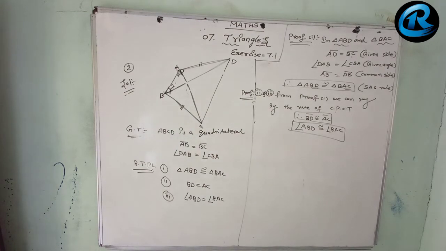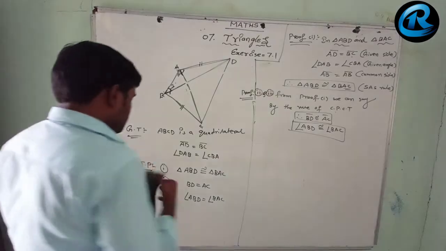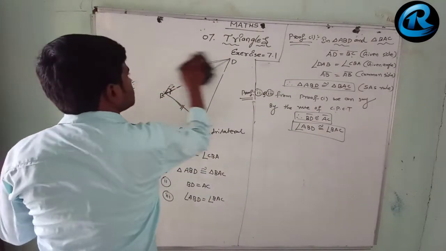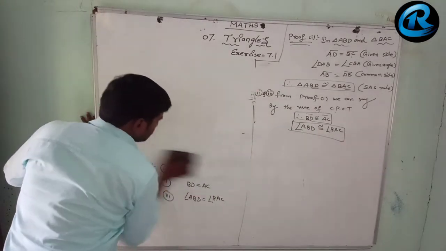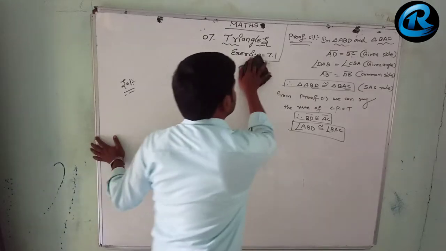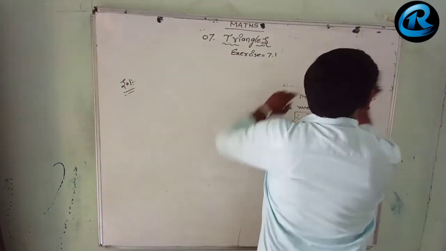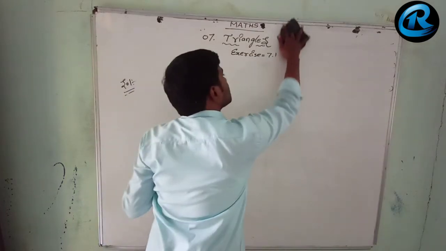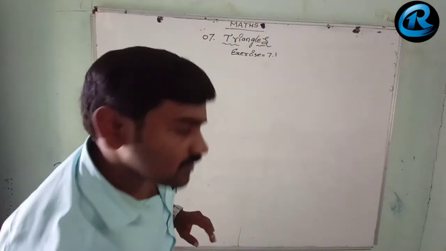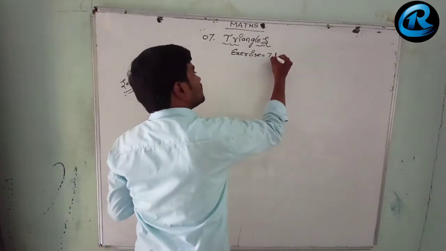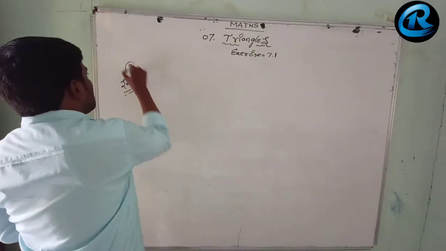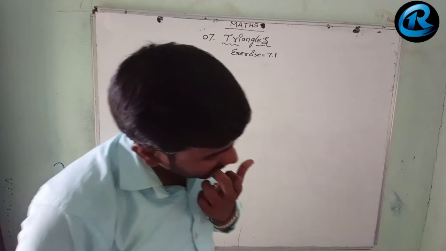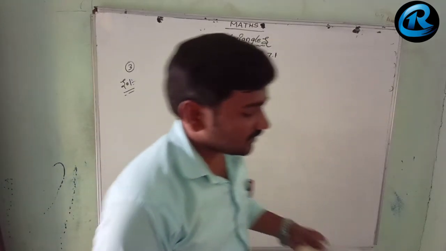Now we go for the third question. See the third question figure, just 3 steps. In the 3 steps we can say whether the two triangles are congruent or not. Only 3 steps. In the 3 steps we will decide whether the given triangles are congruent or not. Okay, then here question number 3.